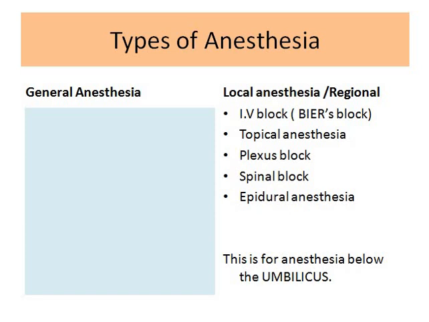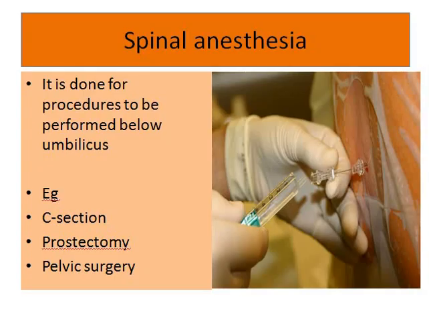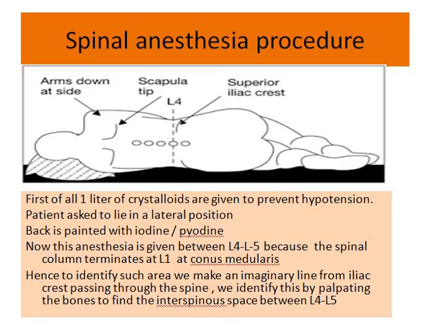Now there are various types of local anesthesia, such as IV blocks, topical anesthesia, plexus blocks, spinal anesthesia, and epidural anesthesia. But the first local anesthesia we'll study will be spinal anesthesia. Spinal anesthesia is given for procedures done below the umbilicus level, such as C-section, prostatectomy, and even pelvic surgery. The procedure is that first of all 1 liter of crystalloids is given to prevent hypotension, and the patient is asked to lie in a lateral position. The back is painted with iodine or povidone.